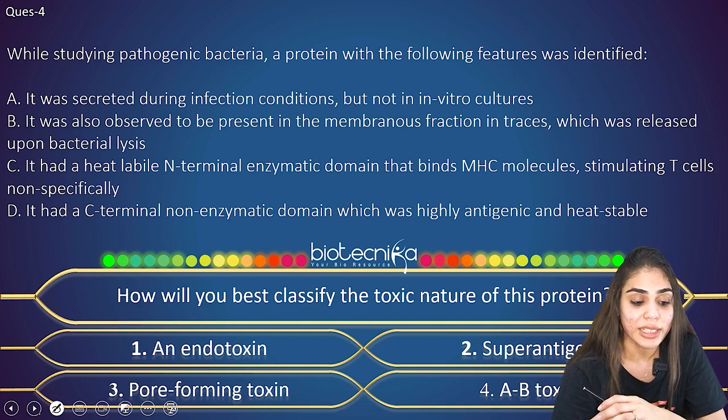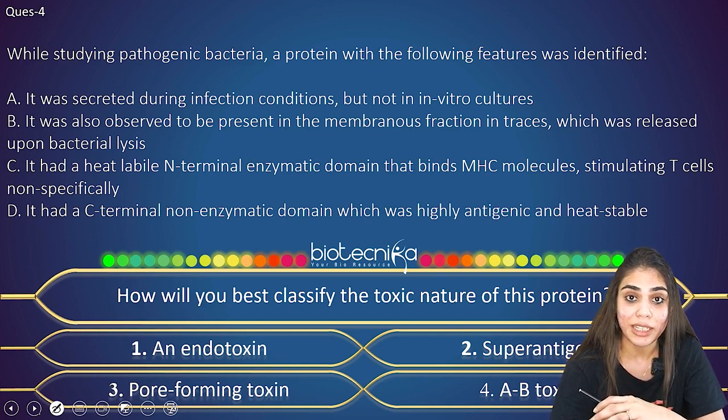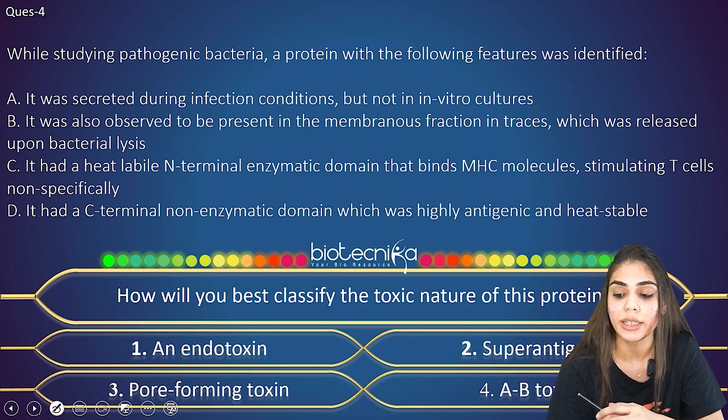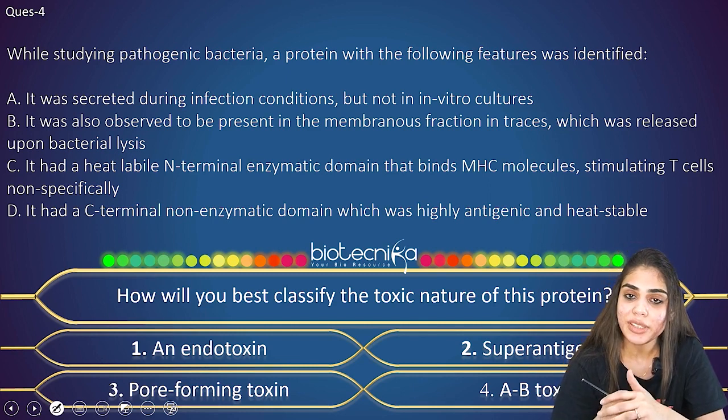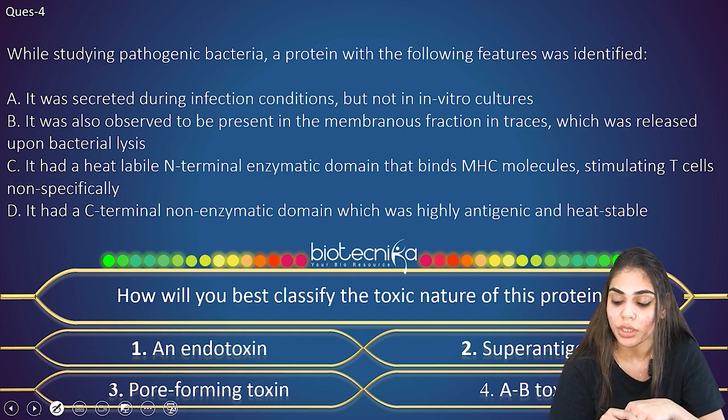So the first feature that is given is that it was secreted during infection condition, but not in vitro culture. And if we see the option endotoxin, it is secreted during infection condition, because endotoxin is produced by the bacteria itself. When the bacteria dies, this endotoxin that is produced by the bacteria will come out. So it is a secreted part of bacteria and it is produced during infection.